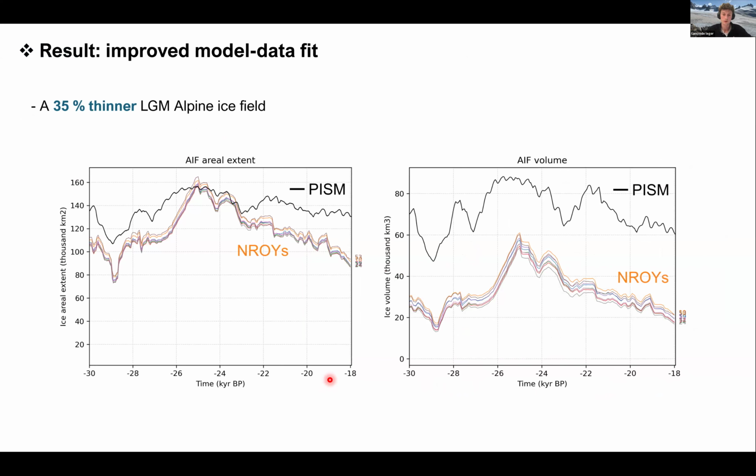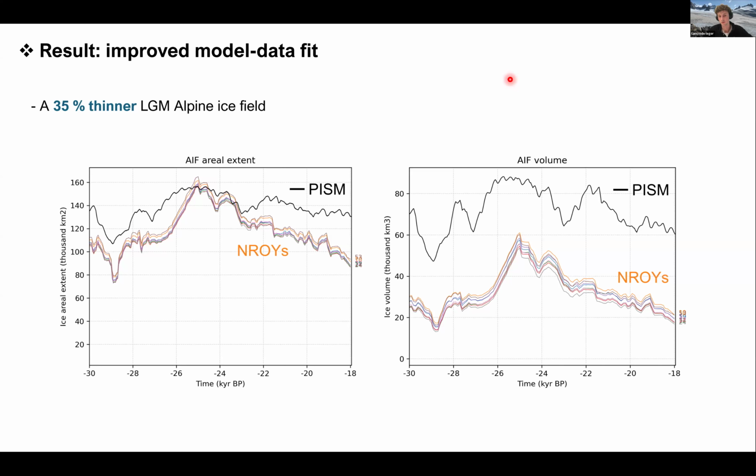Okay, so results from this. Now we have our best simulations from the ensemble, almost fully quantitatively. And we can look at how it compares with PISM and the previous 2 kilometer simulation of Jouvet et al., which was published in 2023. Here on the left, you have the areal extent modeled from 30 to 18,000 years ago. PISM, the black line, is the PISM 2 kilometer simulation by Jouvet et al. And the NROYs, which are the 8 best simulations at 200 meters, are in this colored time series. You see that we reach a very similar areal extent, maybe a little bit more extensive throughout the entire Alpine Ice Field. However, in volume, we are much below. We have around 35% thinner Alpine Ice Field, which is what we expected.